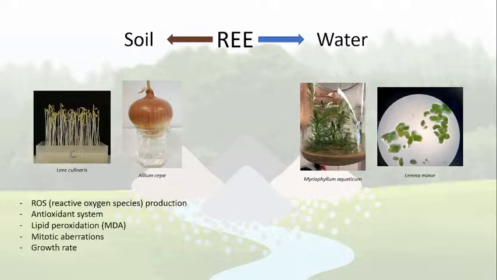Some of the endpoints that we have been measuring on the terrestrial plant models are reactive oxygen species production, the antioxidant system, lipid peroxidation by the content of malondialdehyde, mitotic aberration, and growth rate. While for Myriophyllum, which was the work that I did during my secondment in Hamburg with Professor Susan, we studied the yield of the second photosynthetic system and the growth rate.